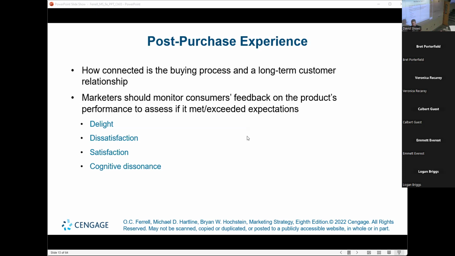Especially on expensive items. And so there are 4 ways that consumers evaluate expectations. One is delight, which means that you exceed expectations. Satisfaction, which means that you meet expectations. Dissatisfaction, which means you do not meet expectations. The last one is our friend from psychology, which is called cognitive dissonance.